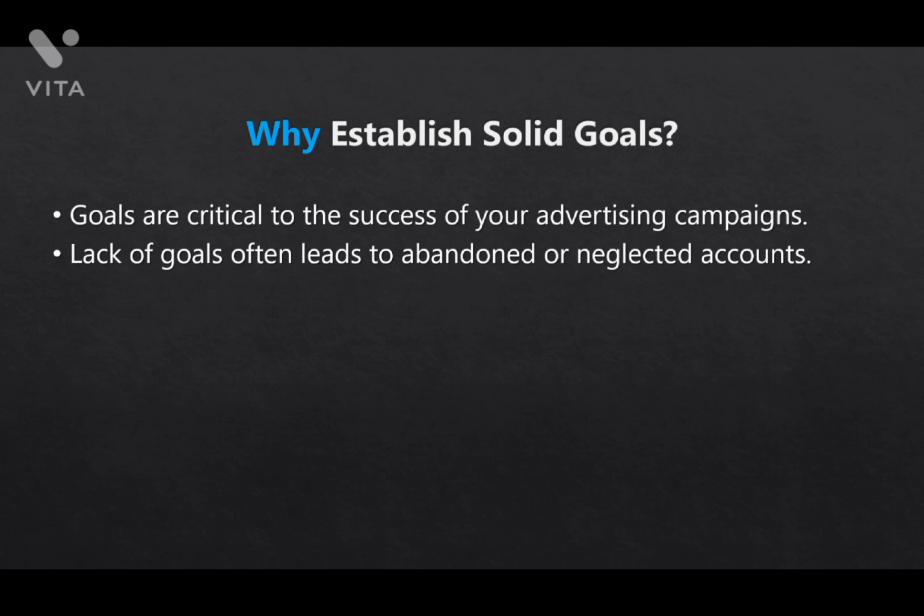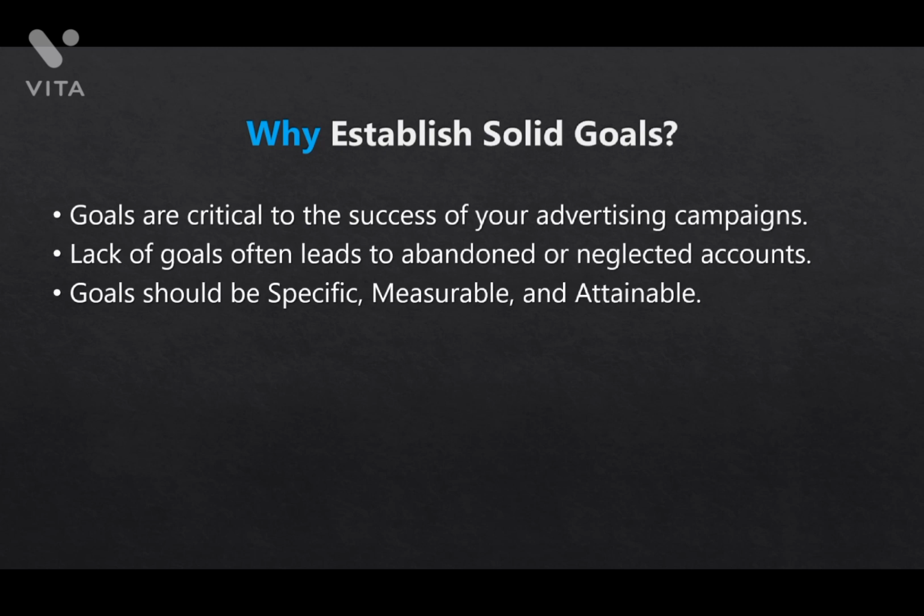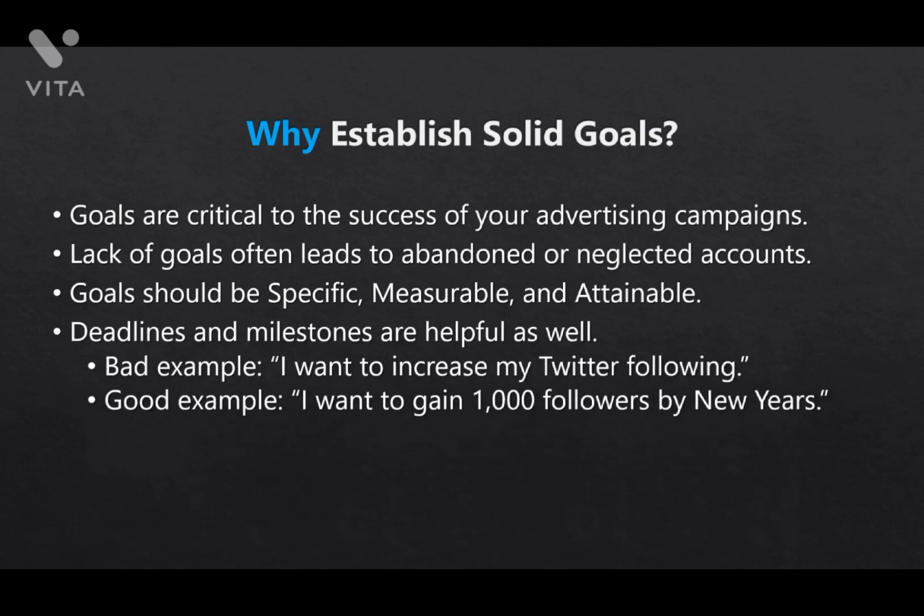Your goals should be specific, measurable, and attainable. They can be long-term, short-term, or a mix of both. Deadlines and milestones can be helpful as well. "I want to increase my Twitter following" would be an example of a bad goal because it'll likely result in your advertising efforts petering out after a while because there's no specifics or milestones. "I want to gain 1,000 Twitter followers by New Year's" is an example of a good goal. It's specific, measurable, and definitely attainable. Below are some examples of the various goal categories you might be using.